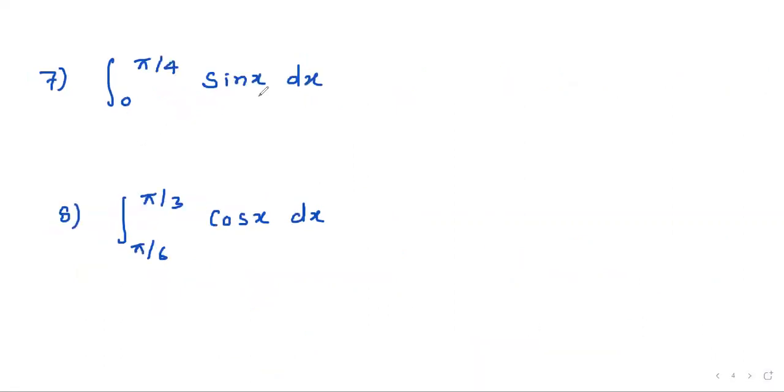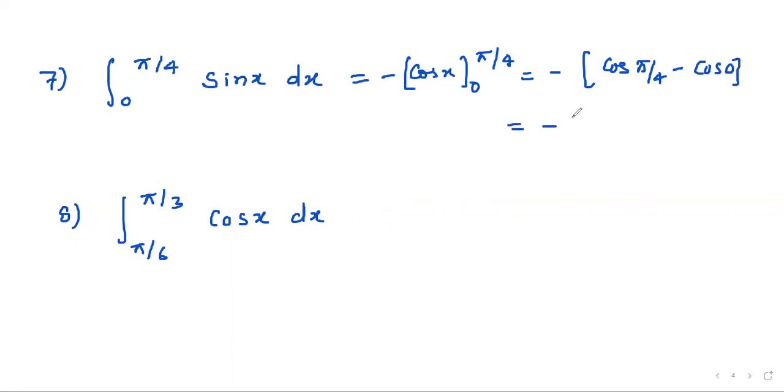Next one, 0 to pi by 4 sine x dx. So integration of sine x gives cos x with the negative sign. So I'm writing the negative sign outside, limits 0 to pi by 4. So minus of cos pi by 4 minus cos 0. So this will become minus of cos pi by 4, which is 1 upon root 2, minus 1. So if we simplify, 1 minus 1 upon root 2, which can be written as root 2 minus 1 upon root 2. Let's see the next question.